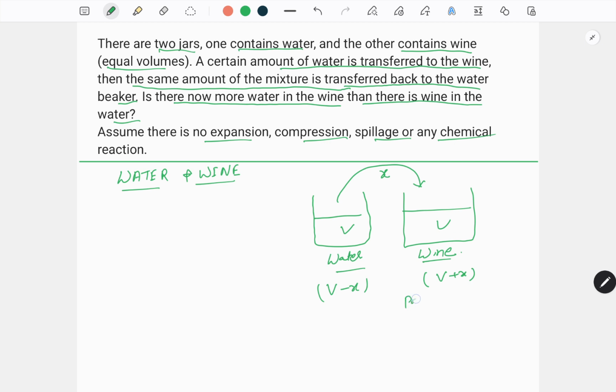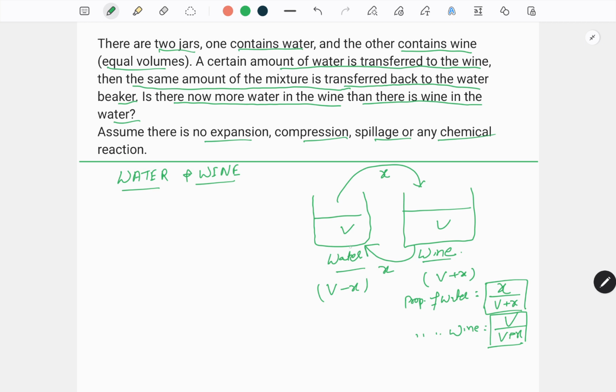So what would be the proportion of water? Total volume of water is X divided by V, the initial volume, plus the additional volume. So this is the proportion of water in the wine bucket, X by V plus X. Similarly, the proportion of wine in the wine bucket is V by V plus X. Now from this mixture we are transferring the same X amount back to the water bucket.